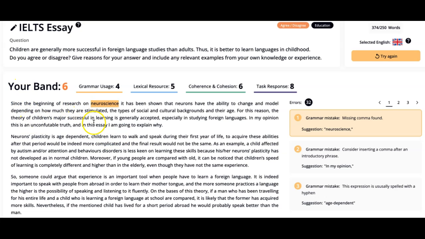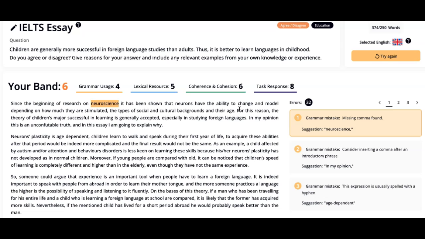Since the beginning of research on neuroscience, it has been shown that neurons have the ability to change a model depending on how much they're stimulated. Great. Types of social and cultural backgrounds and their age. Okay, good. I would probably reorganize that sentence for clarity. This is just a free check, so I can't go into that much detail because we're going to cover the rest of the essay.